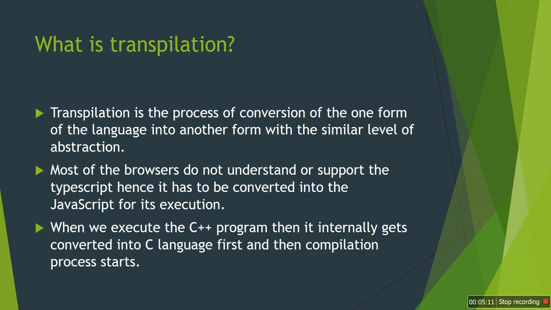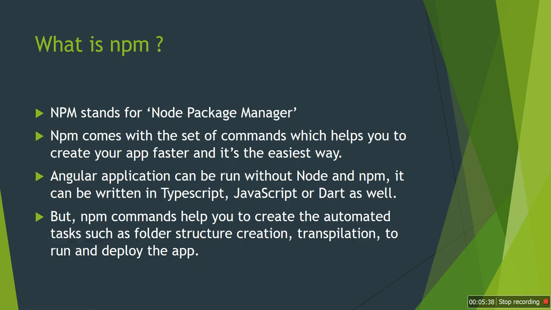Then this is the process of transpilation. This is the basic definition. Transpilation is the process of conversion of one form of language into another form with a similar level of abstraction, right? The same thing happens with C++. When you write C++ code, it has to be converted into C language and then it gets executed. The same thing happens with TypeScript and JavaScript also.